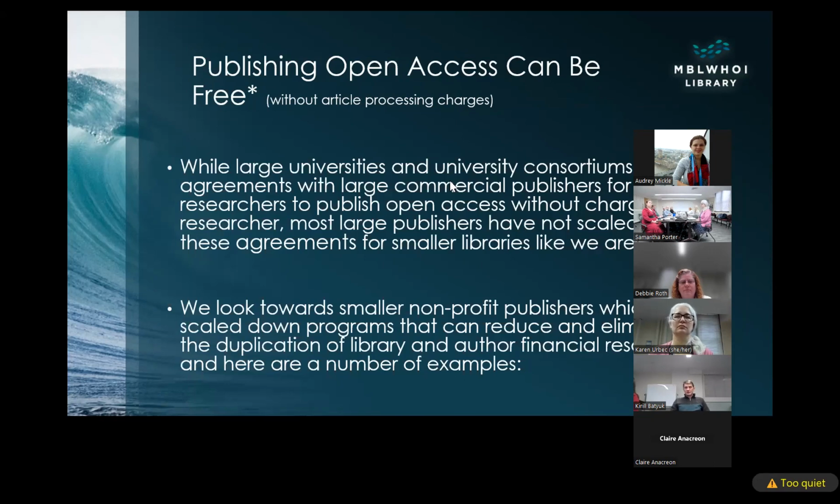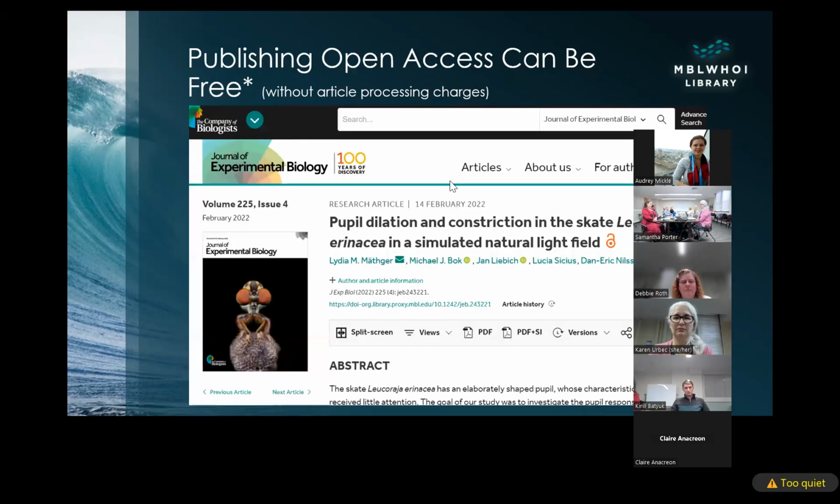While large universities and university consortiums have agreements with large commercial publishers for the researchers to publish open access without charge to the researcher, most large publishers have not scaled down these agreements for smaller libraries like we are. We look towards smaller nonprofit publishers which have scaled down programs that can reduce and eliminate the duplication of library and author financial resources. And here are a number of examples.